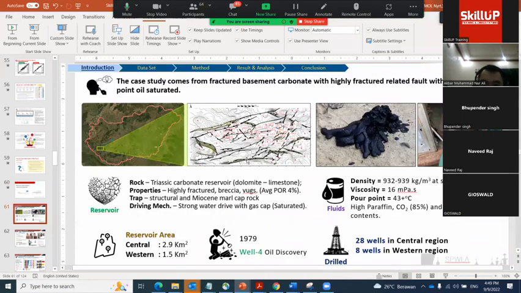We have a really complex structure of the fractured basement, not only complex rocks, but also complex oil itself. We have really high pour point oils, frozen at the surface. We have the pour point at 43 plus degrees Celsius. And from this trial, we try to connect it.